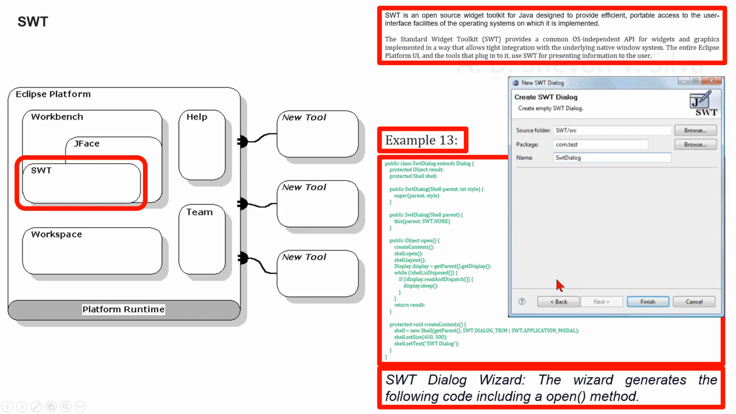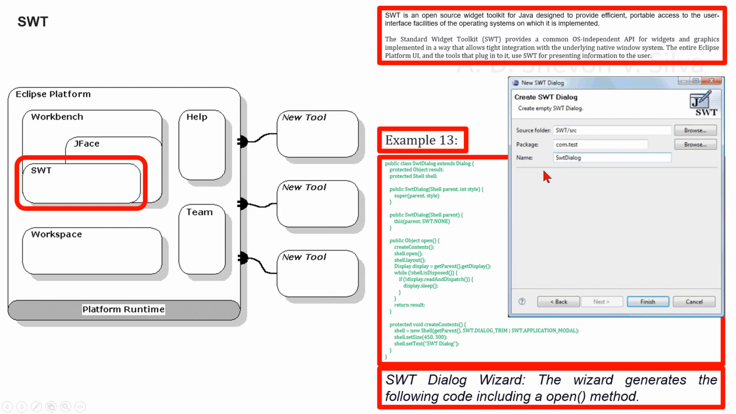Now we are considering SWT dialog wizard. The wizard generates the following code, including open method. Subclass of the SWT dialog class can be created using SWT dialog wizard. The wizard can be selected from the drop-down wizard menu or from the Eclipse new wizard. To use the wizard, select the project source folder and the package that contain the class.